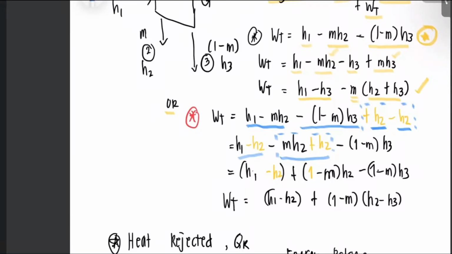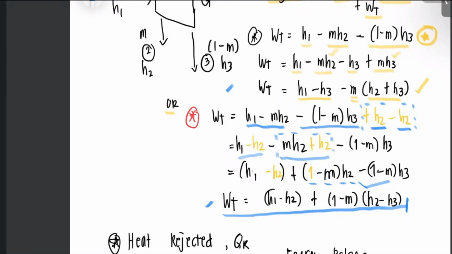Ito na siya. So, karoon na ng 1 minus MH2. Ayan. So, we can make use also of this equation, derived equation. Galing siya dito, yung H2 and H3 natin, 1 minus M. And ang i-consider lang natin dito is yung H1 and H3. So, we can use both equations kung alin kung saan kayo mas convenient. Or, in the problem, what is the given mass of the bleed steam?